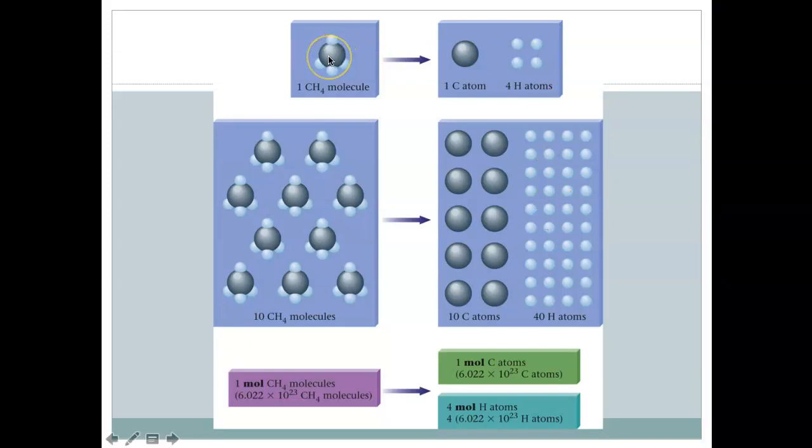Take a CH4 molecule, for instance. A single CH4 molecule contains 1 carbon atom and 4 hydrogen atoms. If I have 10 CH4 molecules, I have 10 carbon atoms and 40 hydrogen atoms. If I have a mole of CH4 molecules, I have 1 mole of carbon atoms and 4 moles of hydrogen atoms, or 6.02 times 10 to the 23rd carbon atoms and 4 times 6.02 times 10 to the 23rd hydrogen atoms. Let's look at this in the context of a problem.